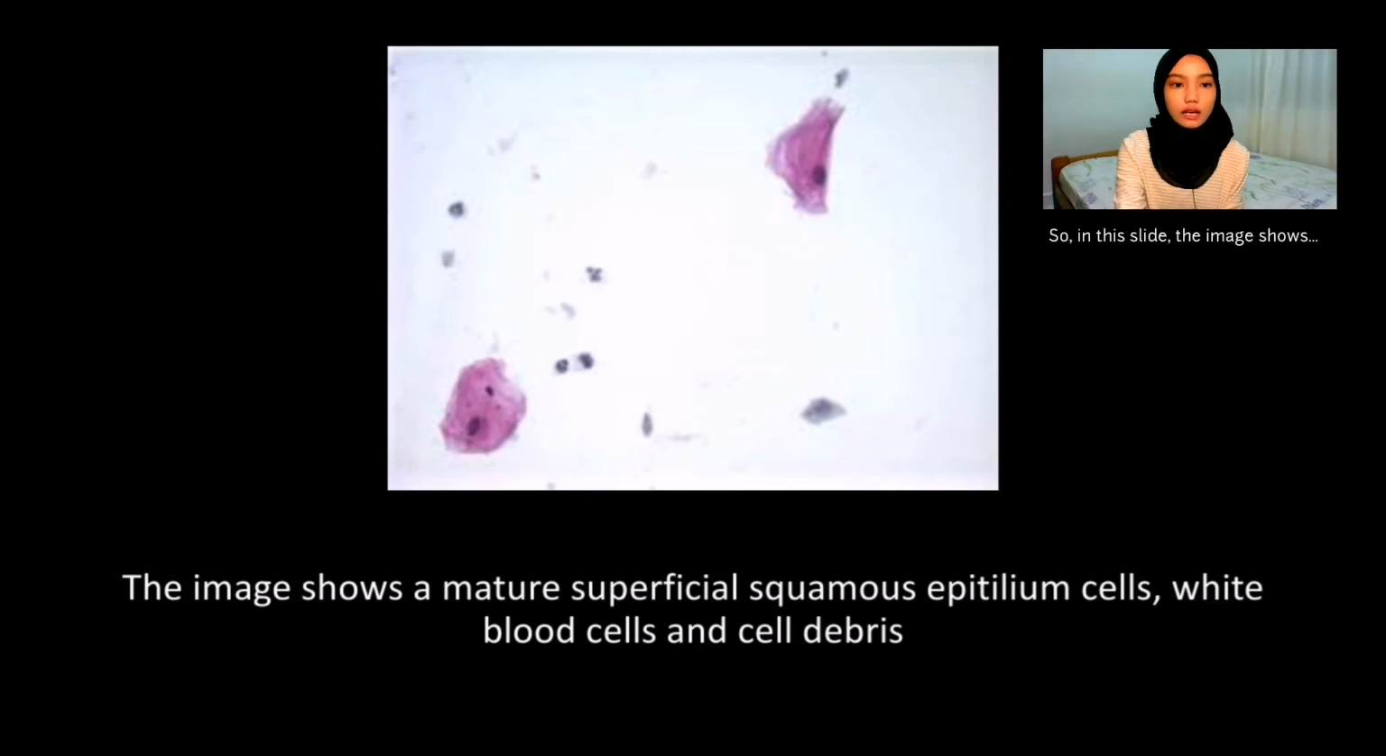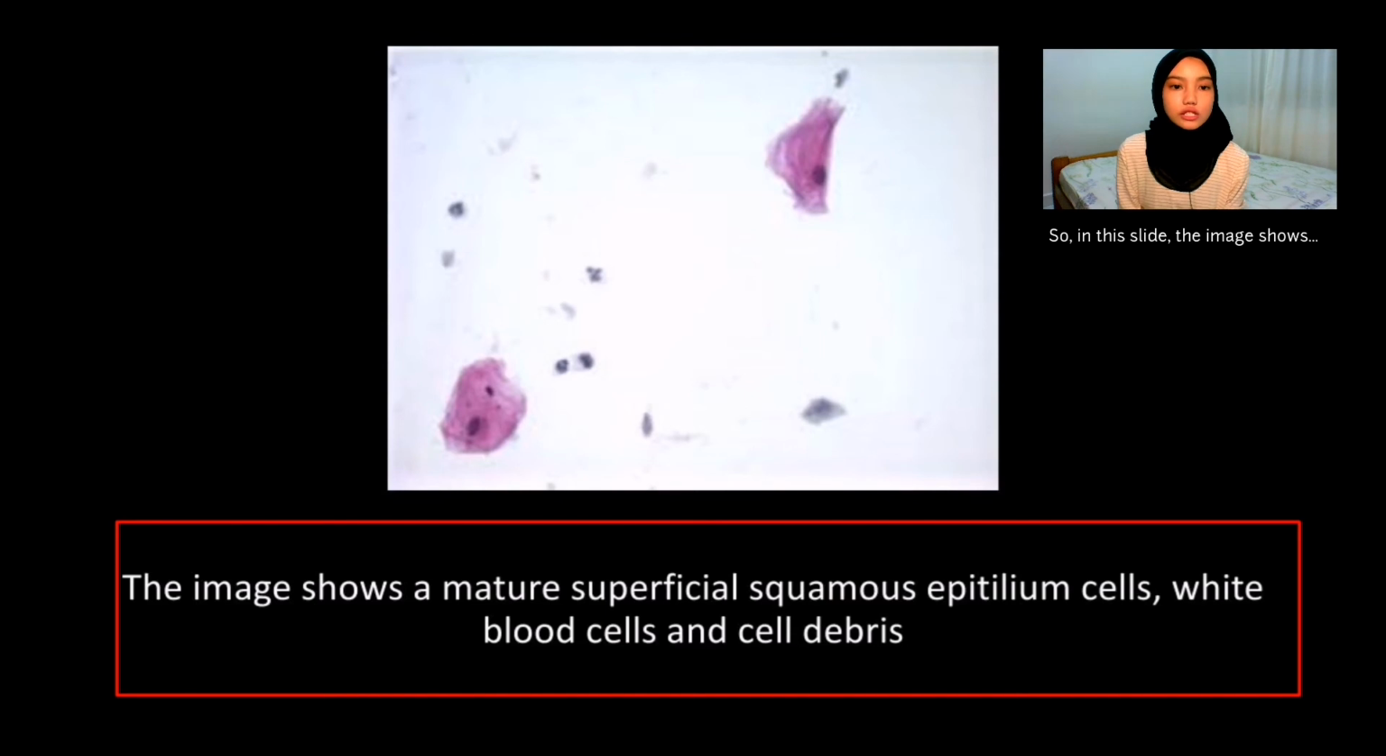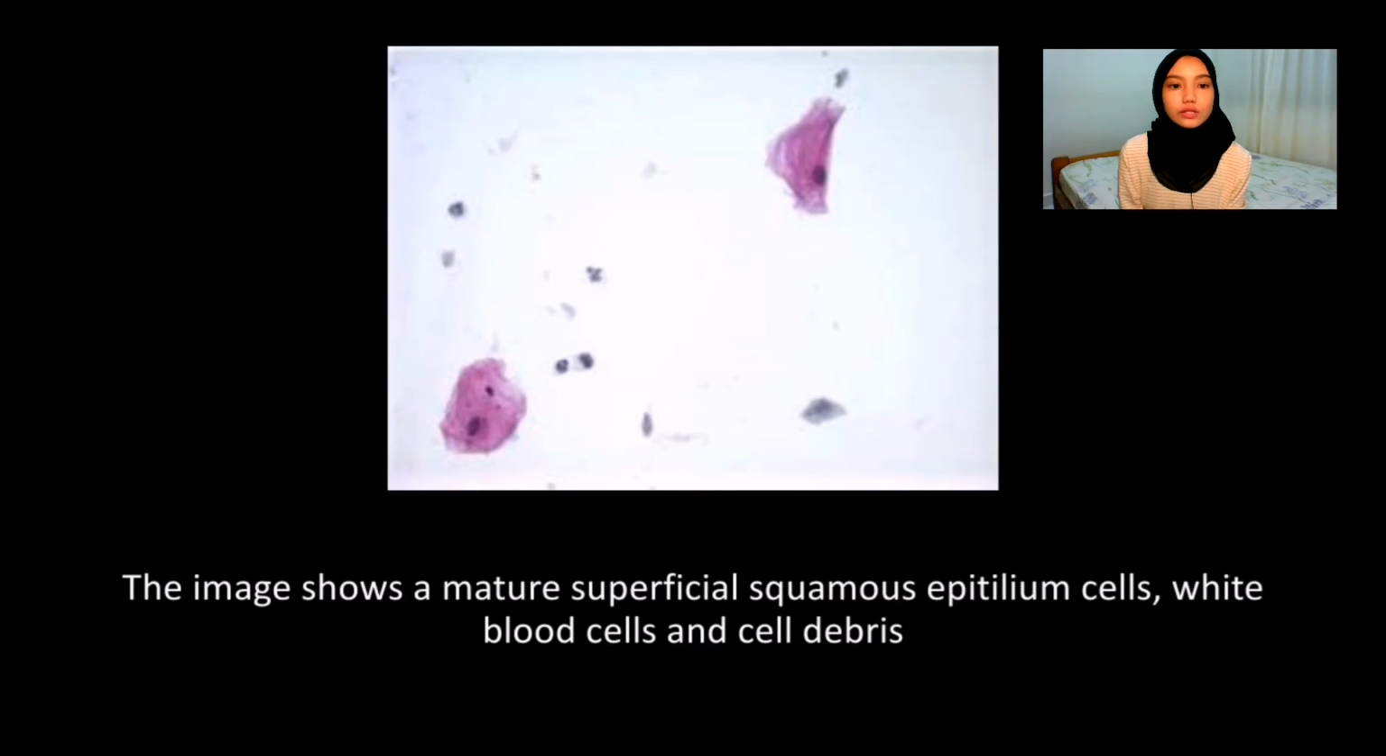So in these slides, the image shows mature superficial squamous epithelial cells, white blood cells, and cell debris. This shows mature superficial squamous epithelial cells because of the color in the cytoplasm of the cells. As we all know, as the squamous epithelial cells mature, they will produce more keratin in the cytoplasm, which can pick up the pink or orange dye which we see in the slide.